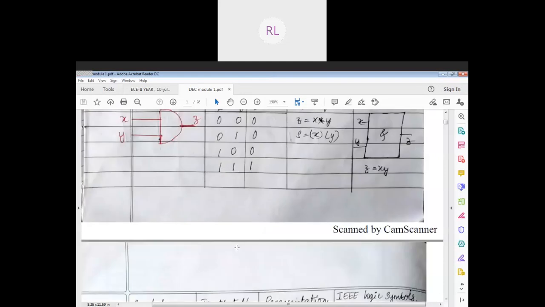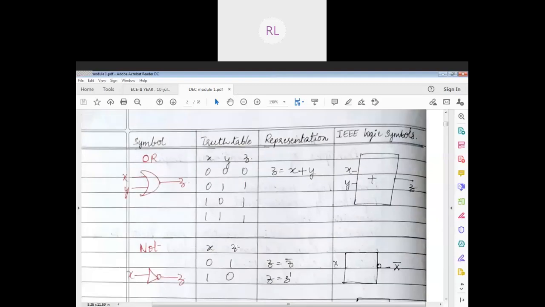Okay, fine. So now this is with respect to your OR gate. You have the symbol, you have the truth table, you have the equation, and you have the IEEE standard symbol as well towards your extreme right hand side.